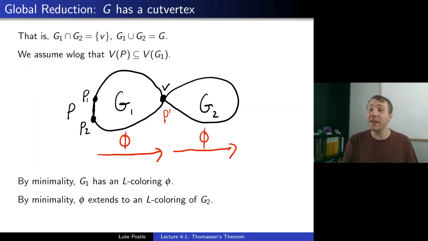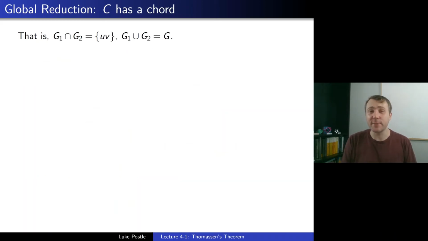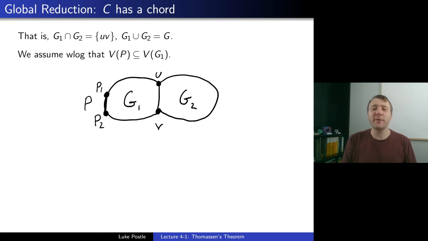So you're beginning to see how the pre-coloring is helpful here. So instead of needing to permute to agree maybe on small cuts, we can instead say, well, if we get to assume some amount of it is pre-colored, then we can do extend, extend. And sure enough, that's going to be our idea for the next one. So when C has a chord, we have the following picture. We have U, V, and we can assume again without loss of generality that P is inside of G1.